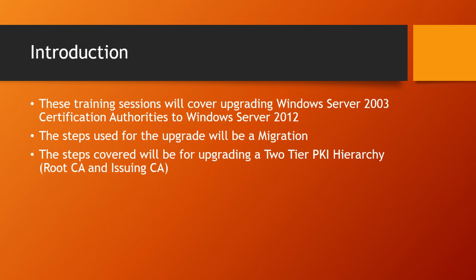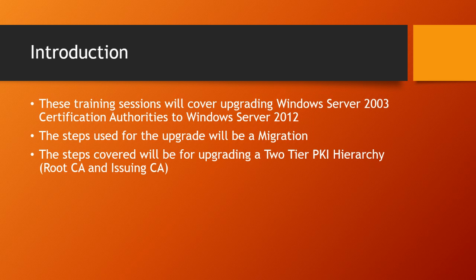So the most effective way I've found to upgrade certification authorities from one OS version to another is to do a migration. That migration process essentially is a backup and restore process. There are some additional steps, especially for enterprise CAs, but just think of it as a backup and restore process. And this will allow you to upgrade between the different OS versions and even between architectures.